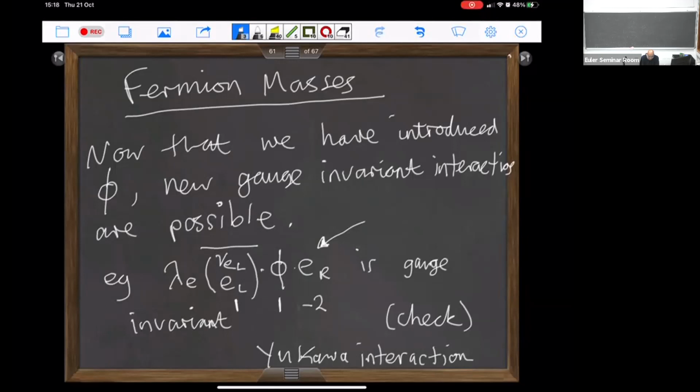Similarly, since the conjugate of the lepton doublet transforms in the conjugate of the fundamental representation of SU(2), and phi transforms in the fundamental representation of SU(2), there's a gauge invariant product between them, which would be L dagger times phi. And since SU(2) is unitary, that's gauge invariant. You can check that explicitly as an exercise.